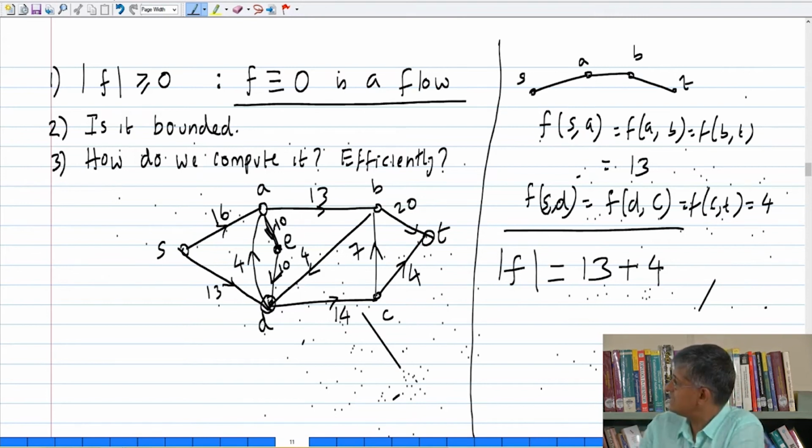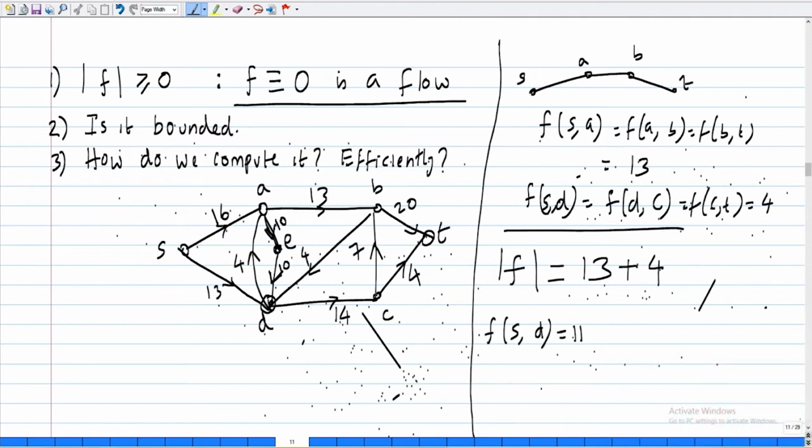SDCBT, right? That's right, right? What would be the flow that you would give there? 7, right? Fine, right? So therefore it looks like I can add, but now you have to update the flow of f of s comma d, which is going to be 4 plus 7. It is going to modify, right? That's going to be 11, and f of d comma c, what is that going to become? That's also going to be 11, right?